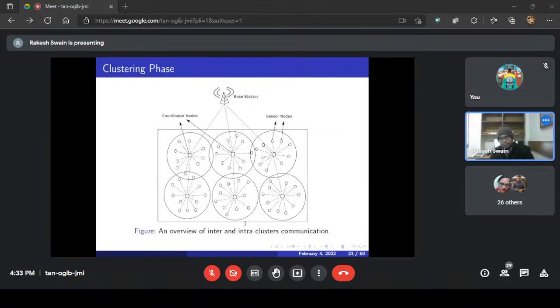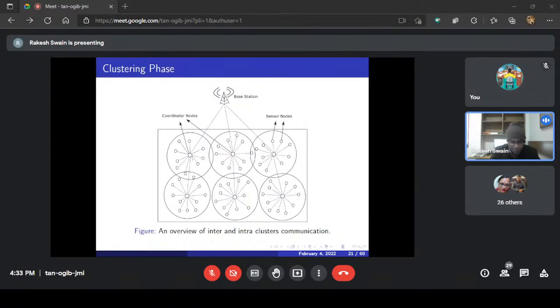That is the clustering phase. Okay, why the clustering phase? See, for fault diagnosis there are also different types of algorithms, either centralized, distributed, or semi-distributed. Here it is semi-distributed. That means each cluster head, or you can say my coordinator node, computes the fault diagnosis algorithm, and the inter-cluster communication is done here.